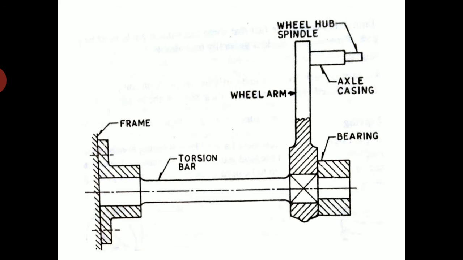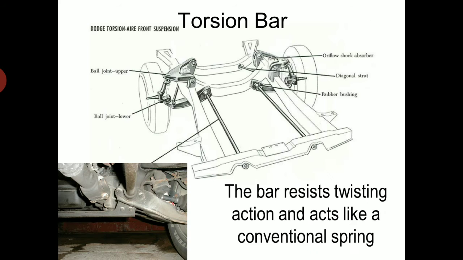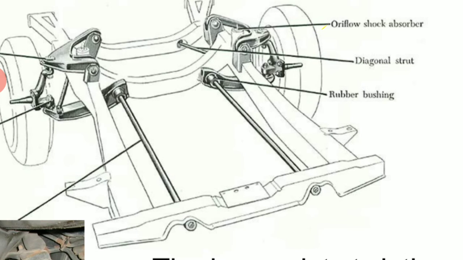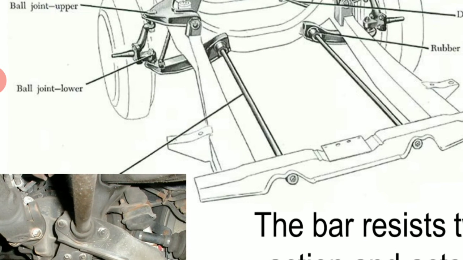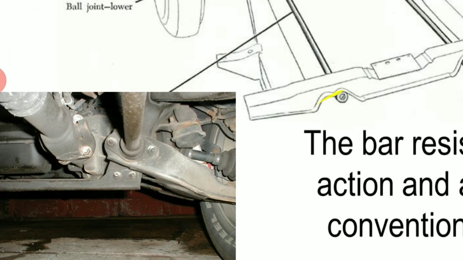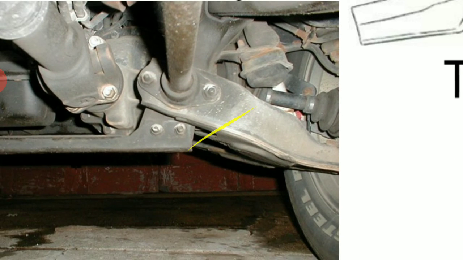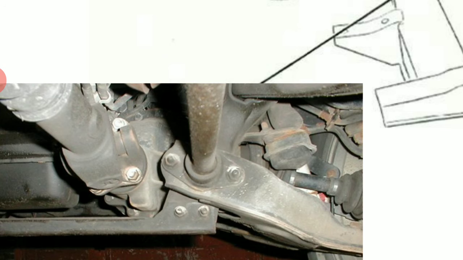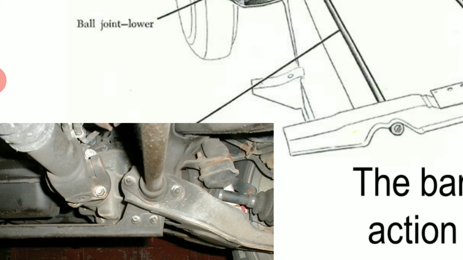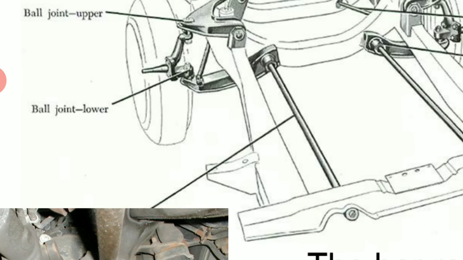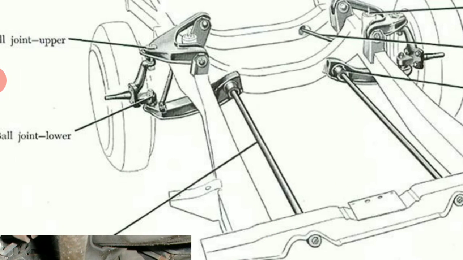You can see clearly in the next figure how the bar resists twisting action and acts like a conventional spring. You can see here, the shaft that is connected here is called the torsion bar. This one is called the torsion bar, and these are two types of torsion bars.